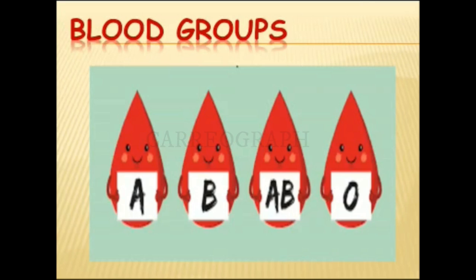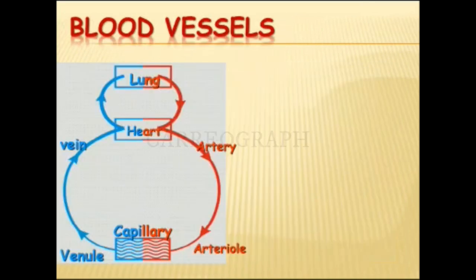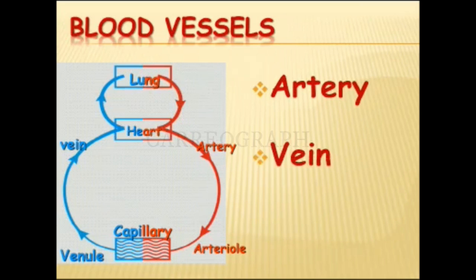Now we will see the organs which are in the cardiovascular system. The organs are the blood vessels. These blood vessels are tube-like structures which are responsible for circulating the blood across the body. These blood vessels are of 3 different types. One is artery, another is vein, and third is capillaries. So these artery, vein, and capillaries are responsible for circulating the blood across the body.